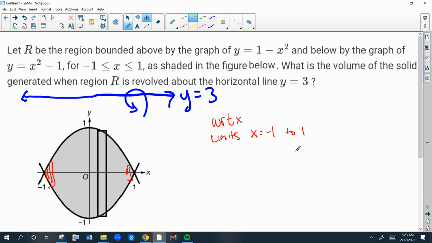What else do we need? We need big R of x and little r of x. Big R of x is the measurement, the outside radius. Usually we say the measurement of the top of the rectangle to the axis of revolution. This is actually the bottom. Little r of x is the measurement for the inside radius, or in this case, this measurement from the top of this rectangle, and it's always to the axis of revolution.